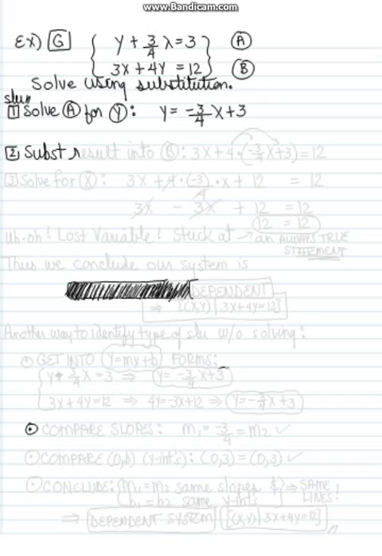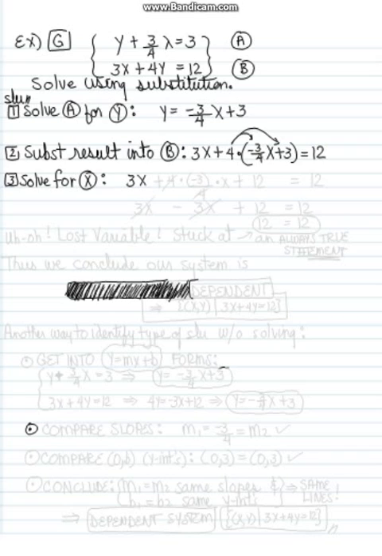Step 2, let's substitute this result into equation B. So equation B is 3x plus 4 times blank equals 12. In place of blank, we replace the y with negative 3/4 x plus 3 from the previous step. Step 3, solve for x.